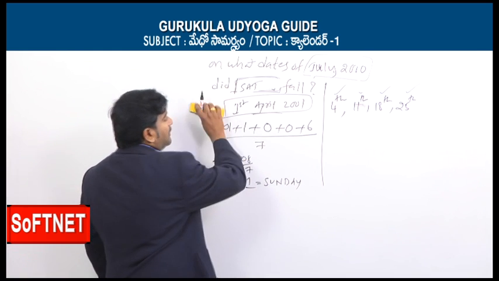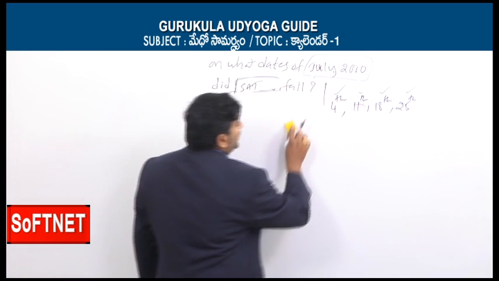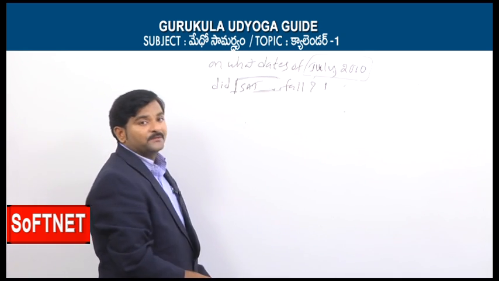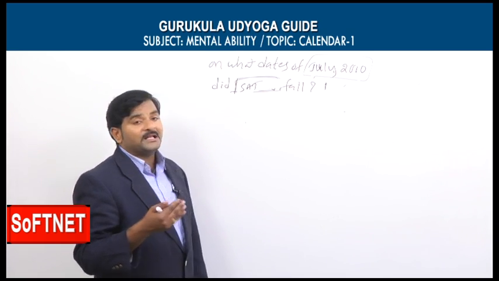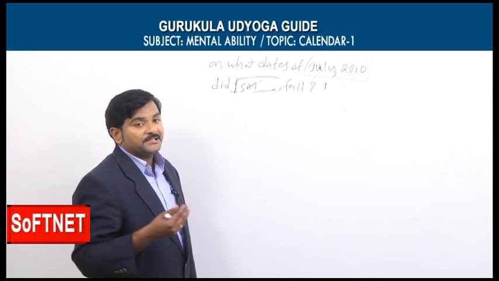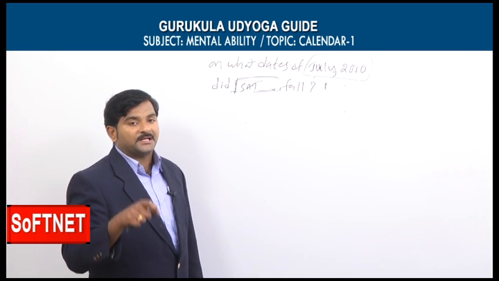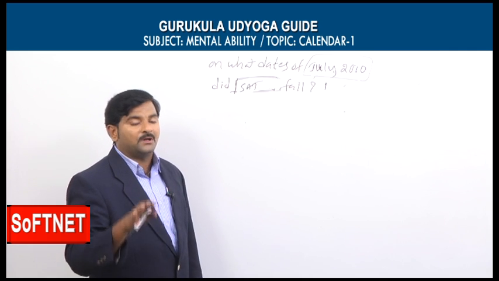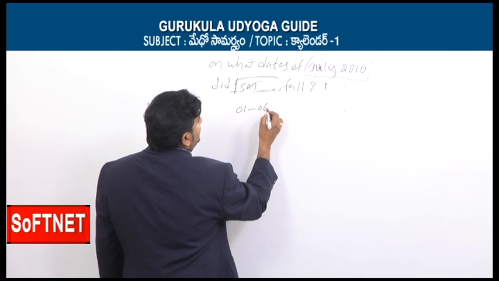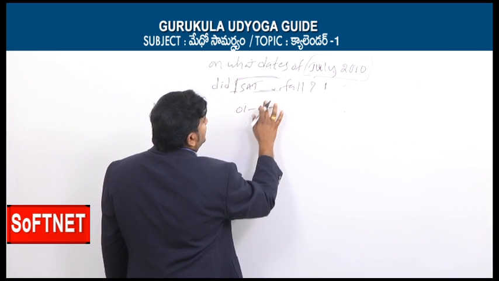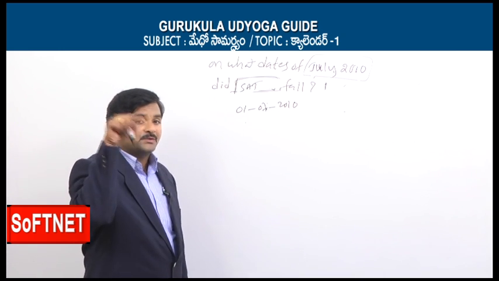The formula is again the same. First, what do we have to find out? We need to find out which day the July month starts with. So what I mean to say is, when asked on which dates in July 2010 Saturdays fall, first we must find out which day July 1 starts with. So 1st July 2010 is which day? We need to find out by using that formula.